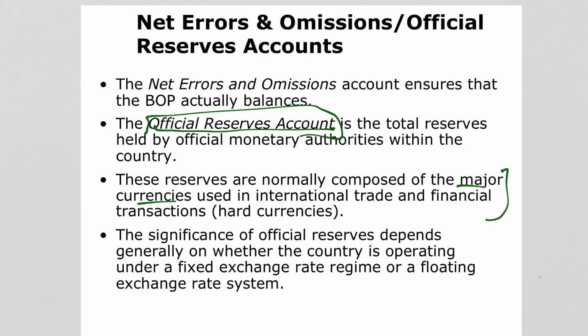And again, the size of this account depends basically on whether they operate a fixed exchange rate system or something similar to it, like a pegged exchange rate system or floating peg, versus a floating exchange rate system. Let's take a look at why that is the case. Suppose you were a country that wanted to manage its exchange rate against the US dollar.